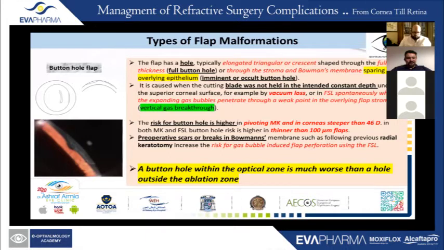Very important to know that a buttonhole within the optical zone is much worse than a hole outside the ablation zone. And the risk for buttonhole is higher when the flap is less than 100 micron.